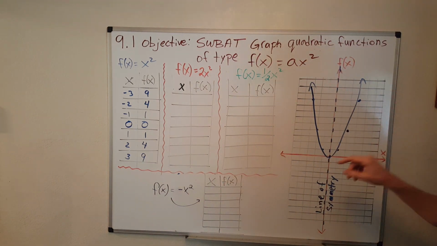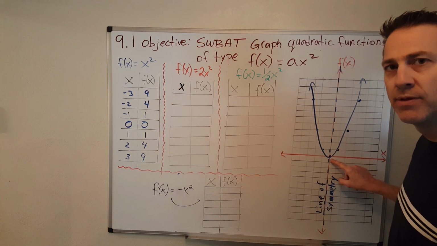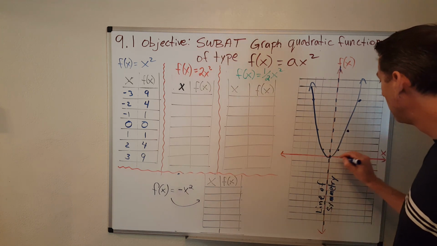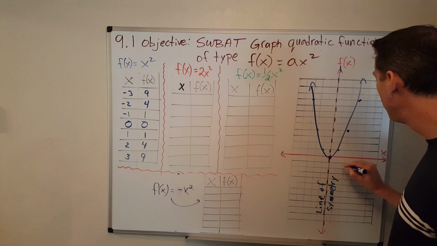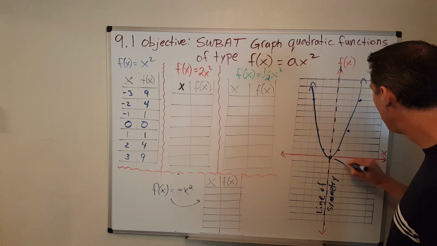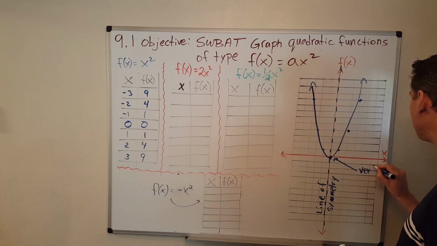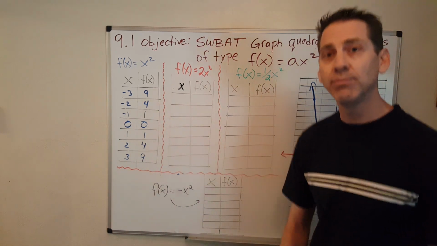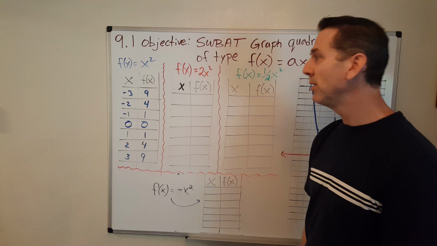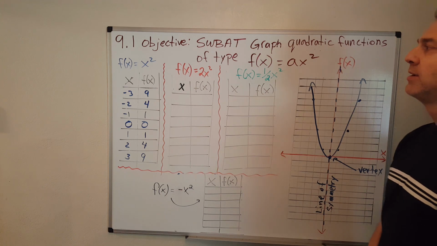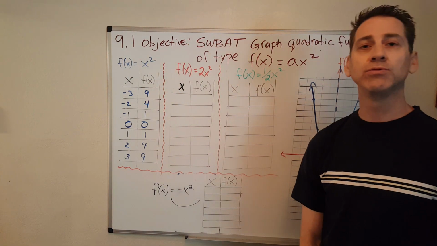Also, one thing you'll notice, see this minimum value here, where the parabola changes from one direction to the other? It's a very important place on our parabola, and we call that our vertex. That's going to be either my minimum value or my maximum value, depending on the orientation of my parabola. So there's my graph of the function f of x equals x squared.